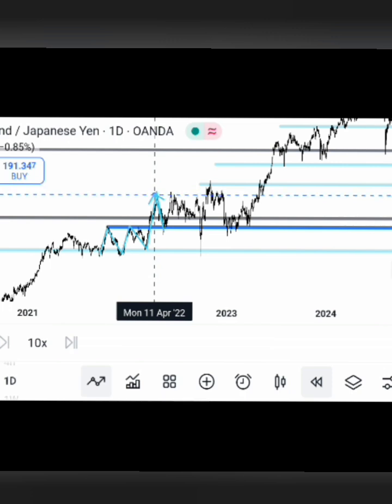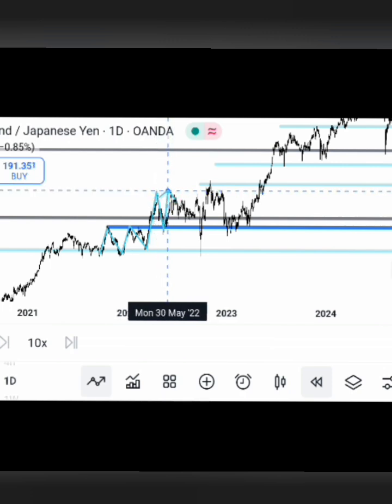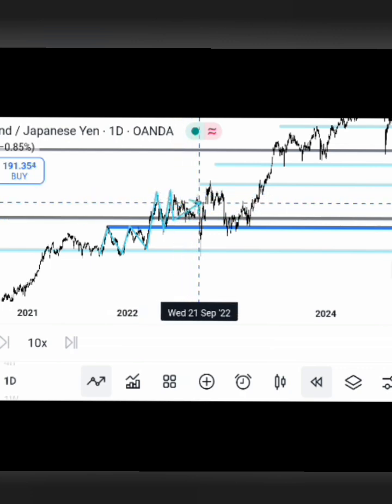So we can see this is another point of resistance. It held, isn't it? Then it came back into this resistance. It respected it. Can you see what the market was doing? It went up, but it couldn't reach that point. It came down like that.